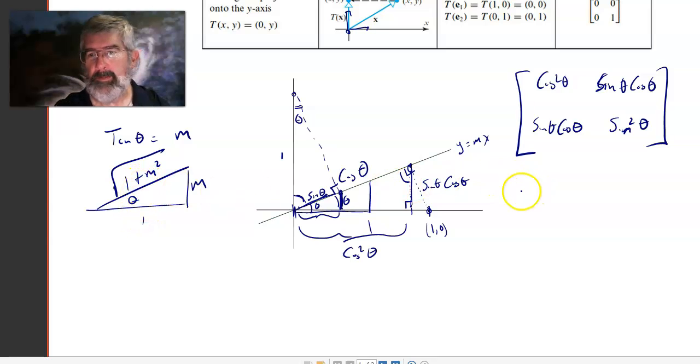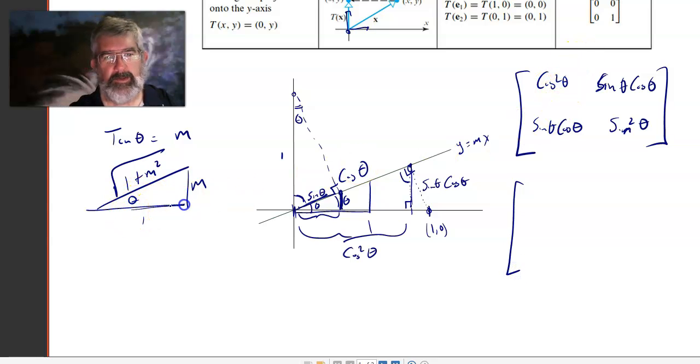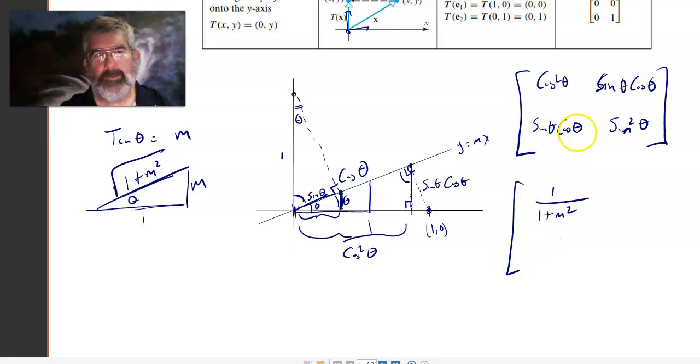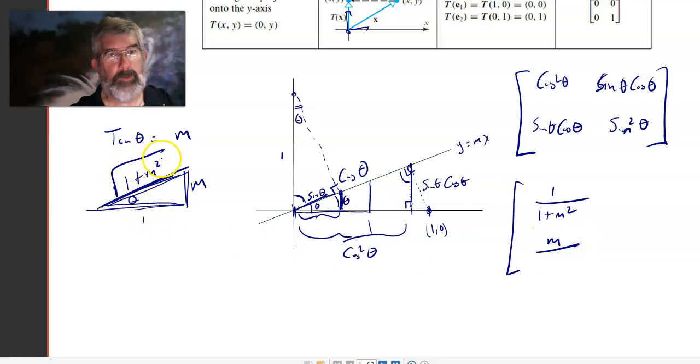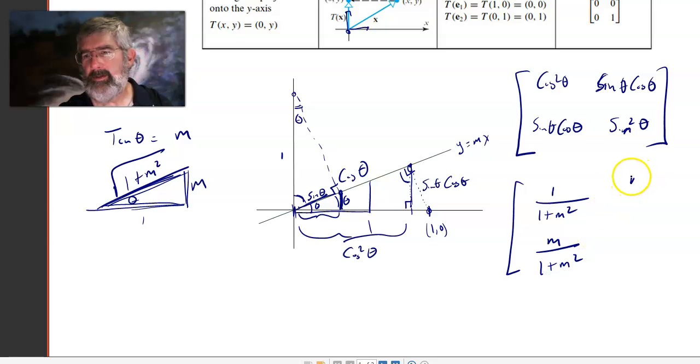So when I come back over here, I need cosine squared theta, but the cosine of theta is the adjacent side over the hypotenuse. It's 1 over that square root. So if I square it, it's 1 squared over 1 plus m squared, and the square root goes away. Sine theta times cosine theta: the sine theta is m over that square root, and the cosine is 1 over that square root. When I multiply them together, I get 1 times m on the top, which is m, and the square root squared on the bottom, so 1 plus m squared. Likewise, that'll be here, because that's the same thing, 1 plus m squared.